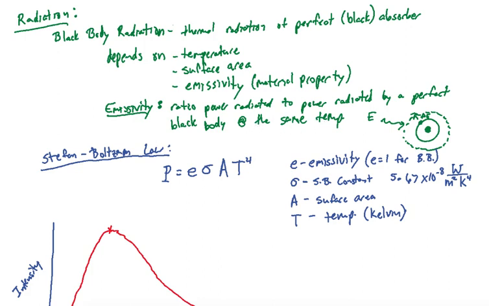Now think about this emissivity. A perfect absorber would have an emissivity of 1, it would be the ratio of it over itself, and everything else is less than that. Why would a perfect absorber make a great emitter?